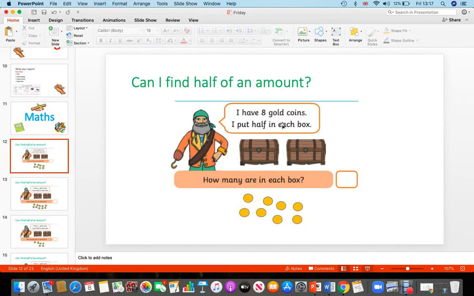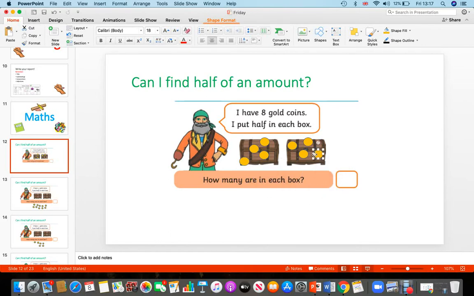So I put half in each box. How many are in each box? Now we can work this out by splitting them up. So we can say 1 for this box, 1 for this box, one for this box, and one for this box, and so on, until they are all shared out. So then we just need to count how many are in each box. 1, 2, 3, 4. Let's just check the other ones the same. 1, 2, 3, 4. Okay, fantastic. So we know that there are 4 in each box, which means that half is 4.